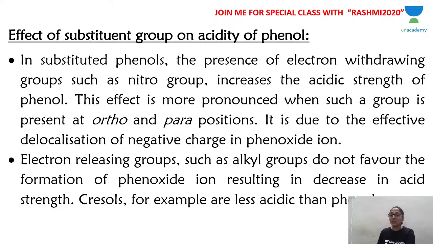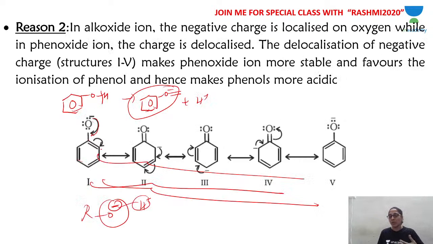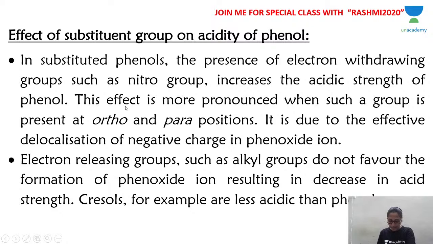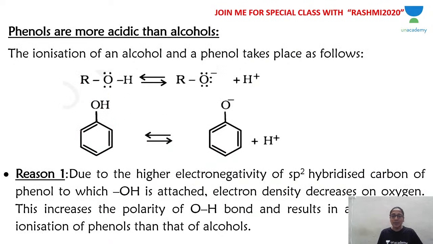Last point, the presence of electron donating groups and electron withdrawing groups. Now, if electron donating groups are present, let's say here electron donating groups are present on the phenol. Electron donating groups like CH3, NH2, OH, all these are electron donating groups. When electron is donated to the benzene ring, it will not take up electron from the oxygen. So as a result, the polarity of this bond decreases.